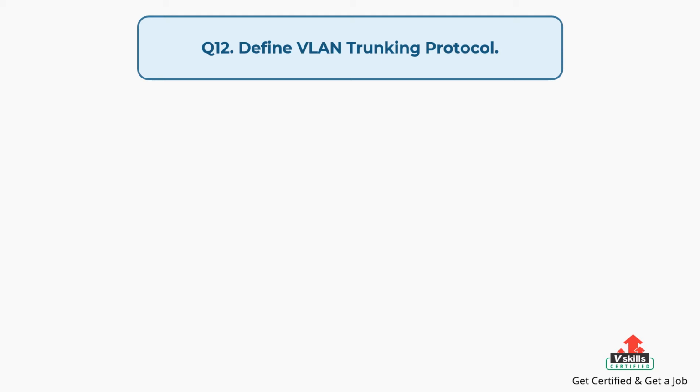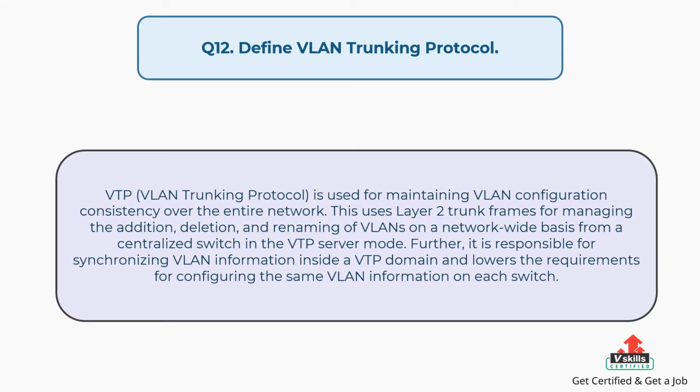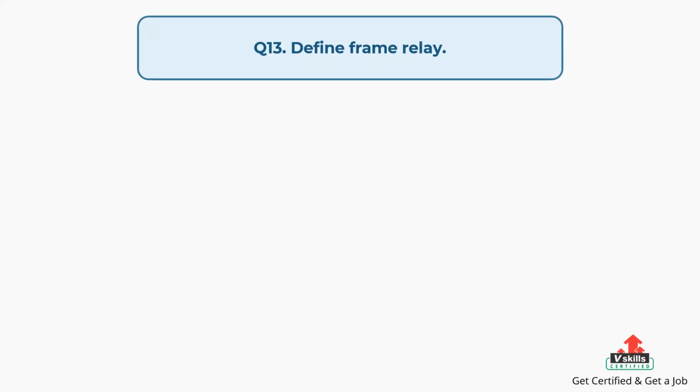protocol. The answer is, VTP, VLAN trunking protocol, is used for maintaining VLAN configuration consistency over the entire network. This uses Layer 2 trunk frames for managing the addition, deletion, and renaming of VLANs on a network-wide basis from a centralized switch in the VTP server mode. Further, it is responsible for synchronizing VLAN information inside a VTP domain and lowers the requirements for configuring the same VLAN information on each switch. Question number 13. Define frame relay.